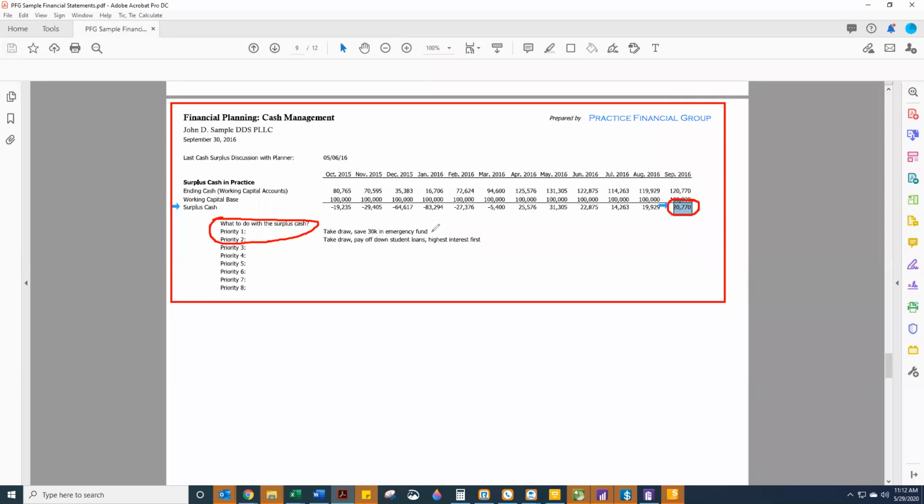I need to take the draw until I have 30,000 in my emergency fund. So I've got 20,000, boom, goes right into my emergency fund. The next month, if I have 20,000 again, great. I can take 10 of it out, put it in my emergency fund. Then I've checked this priority off, right? And I can start on my next priority. I can take the rest of the surplus that month and pay down my student loans. Again, these priorities we're going to come up with together in our financial planning consult meeting later on.